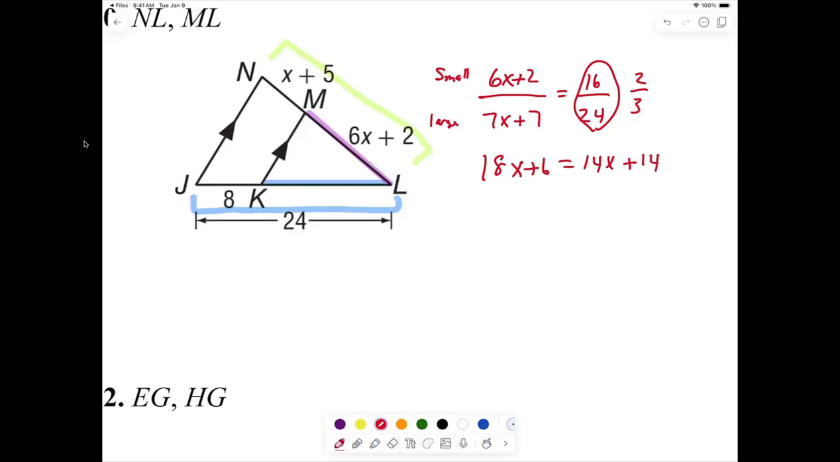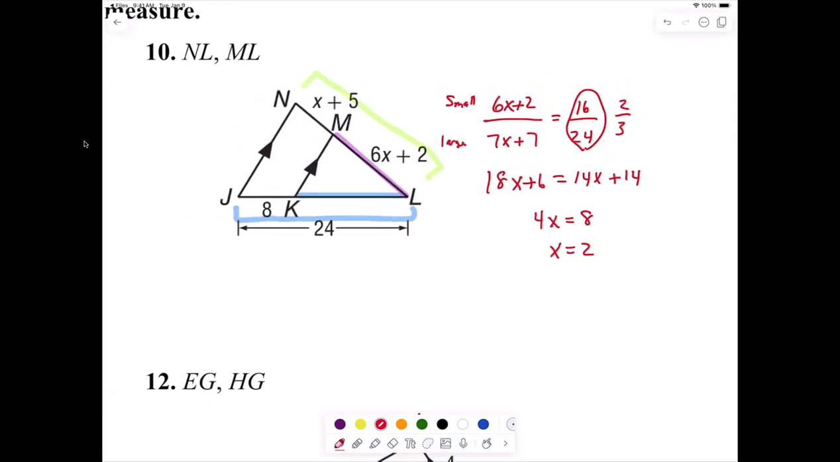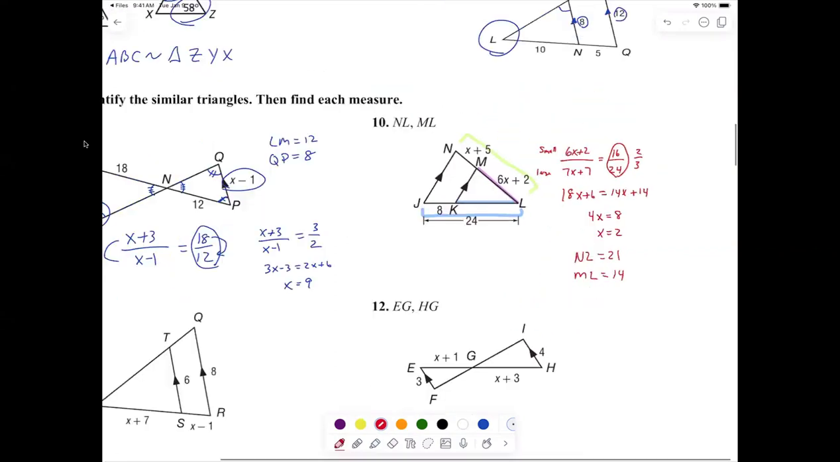So what do I end up with? 4x equals 8, x equals 2. Did anybody else get x equals 2? Yeah. All right, so now NL, what is NL going to be? NL equals 21, and I need help with ML. 14. All right, is everybody good with that?